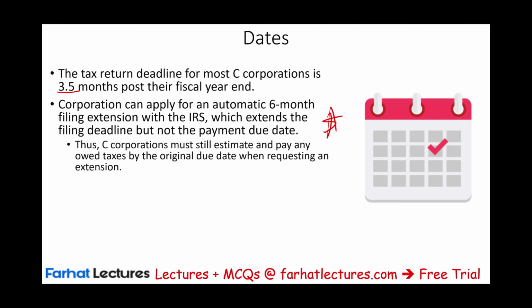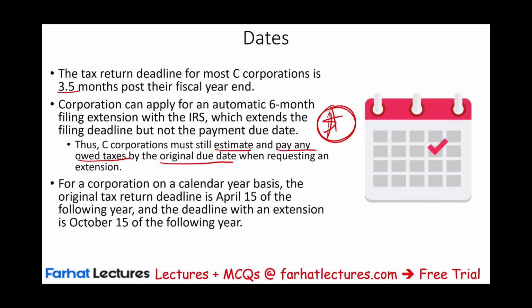So a C corporation must still make estimated payments and pay any taxes owed by the original due date when requesting an extension. So the extension is only to put the numbers together. They're giving you more time to put your numbers together, but you have to make the payment. Now you're saying, what happened? I don't know what my numbers are. How do I make a payment? Make a payment, and guess what? Have some extra. This way you don't get charged underpayment penalties.